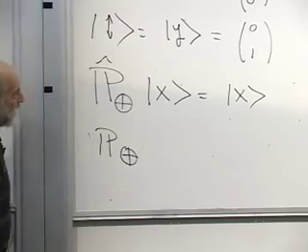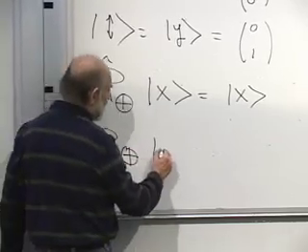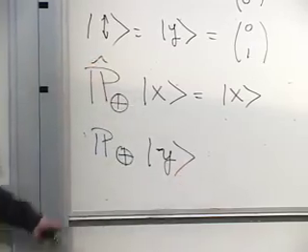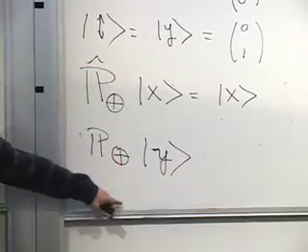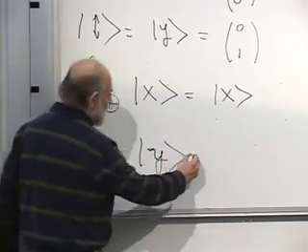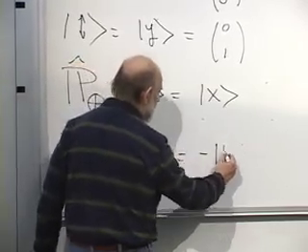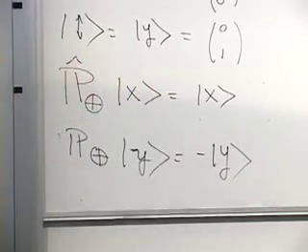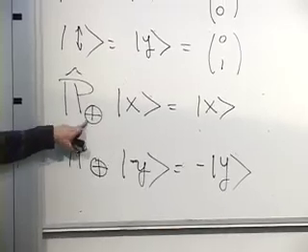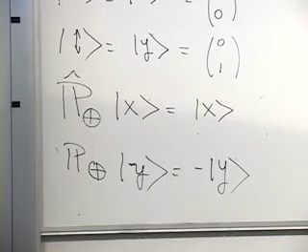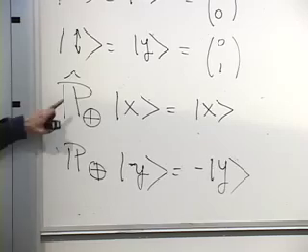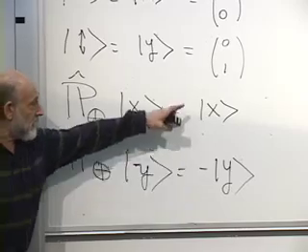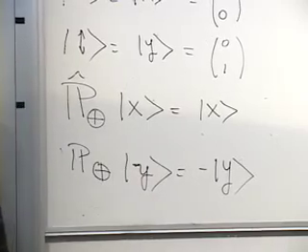Same operator acting on a different vector, y. Y has eigenvalue -1, and so this is equal to -y. That completely specifies the operator P with this subscript xy polarization. You know how it acts on x, you know how it acts on y. In fact, you know how it acts on any linear superposition of x and y.